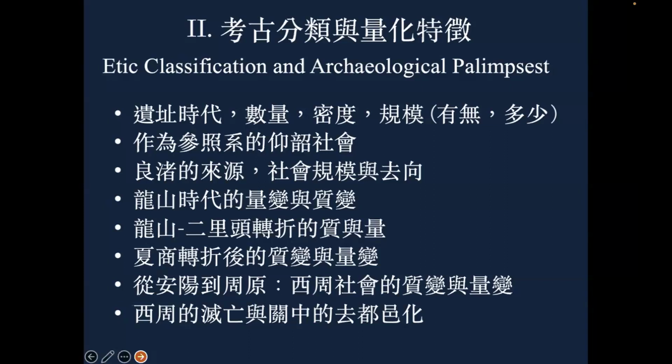So as we move into archaeological quantification, that's the etic classification. Etic in opposition to emic, that is, etic is from modern observers. So we're interested in chronology. Those can be quantified. The site numbers, density, and then the size of these settlements. So these can all be quantified.